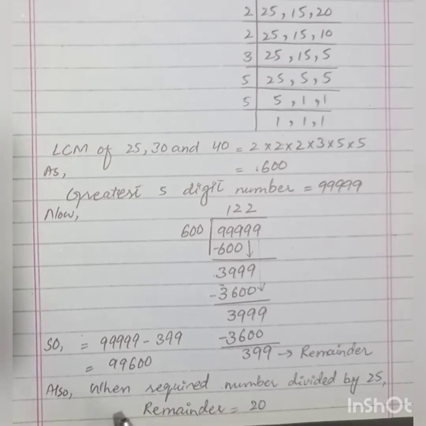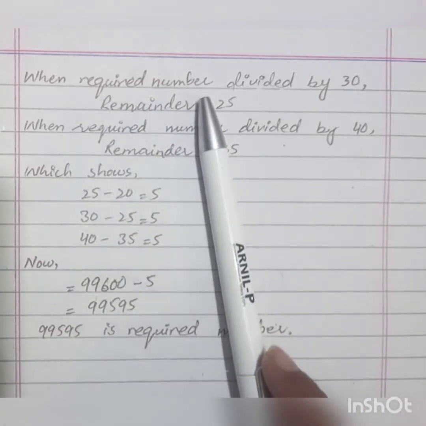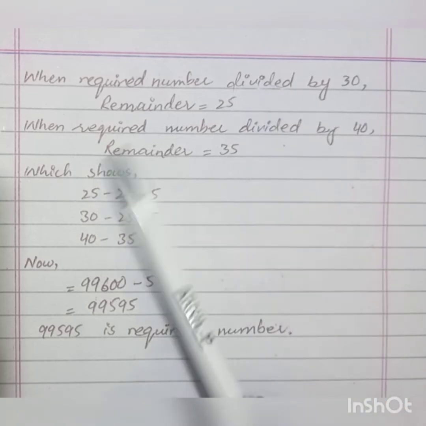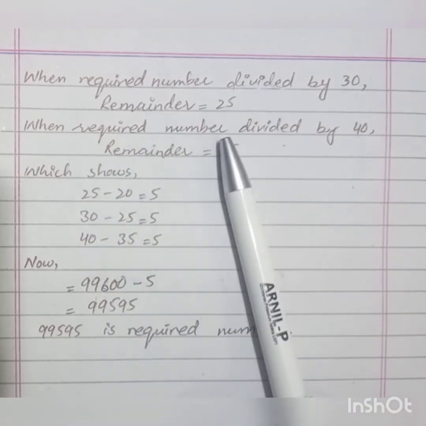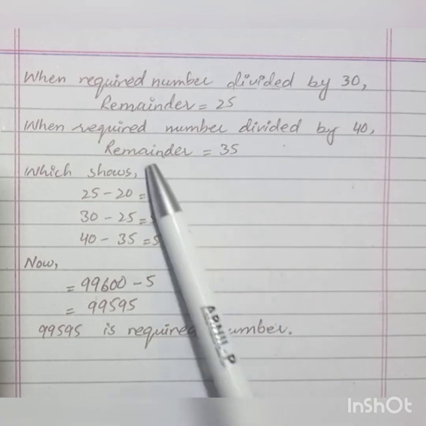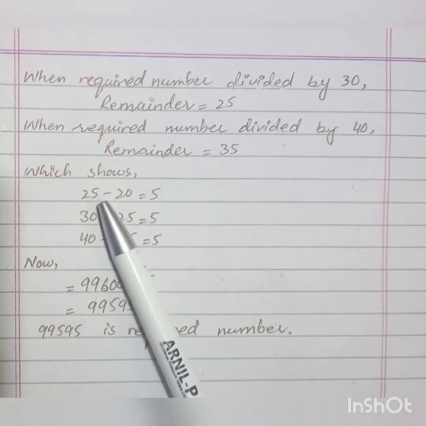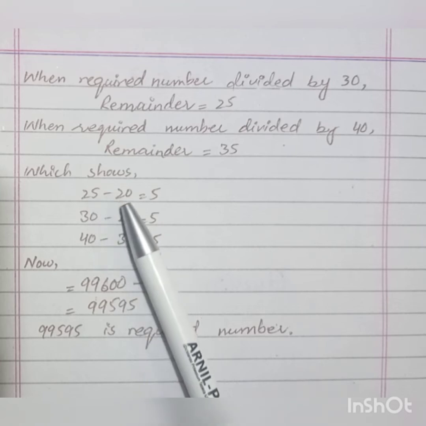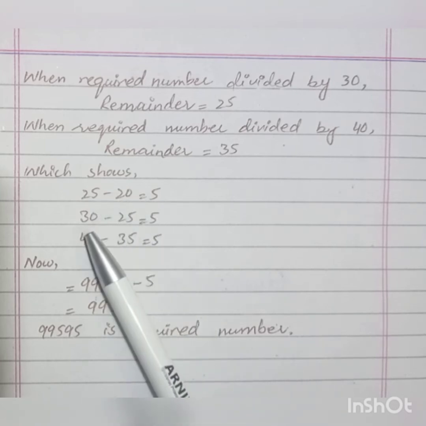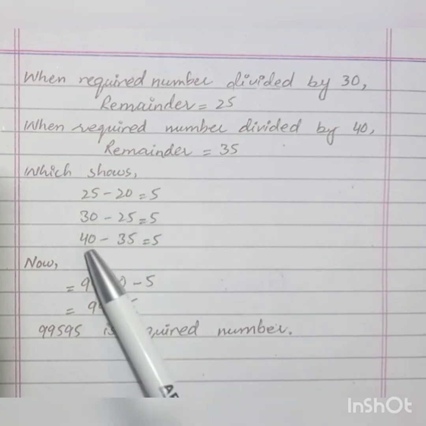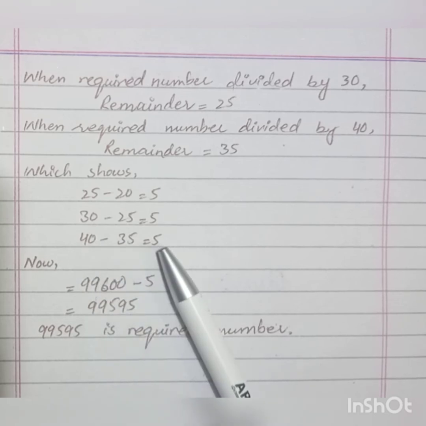Now students, it is mentioned in the question that when the required number that we have to find is divided by 25, the remainder will be 20. And also when the required number is divided by 30, the remainder will be 25. And when the required number is divided by 40, the remainder is equal to 35. Students, we show that after subtraction 25 minus 20, the answer is 5, and 30 minus 25, the answer is 5, and 40 minus 35, the answer is 5.